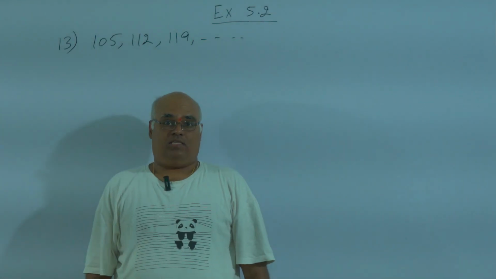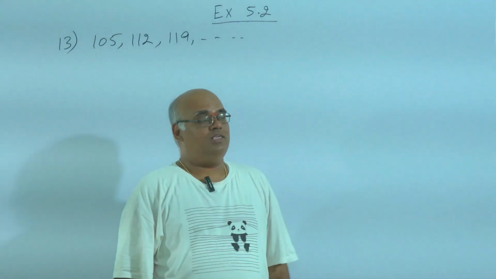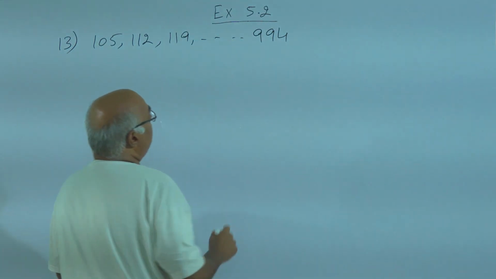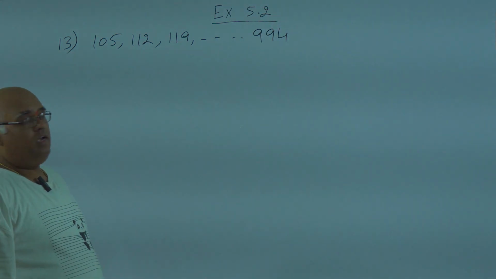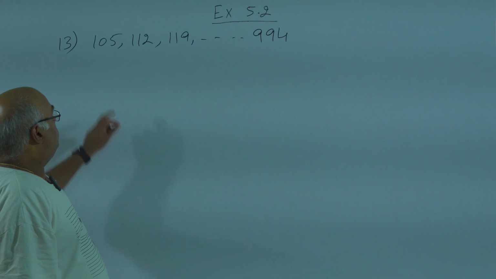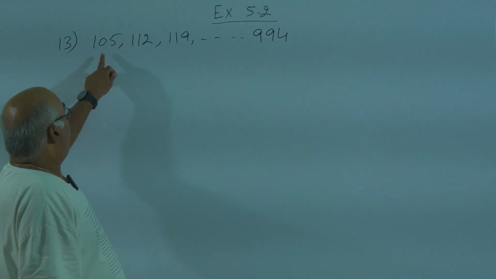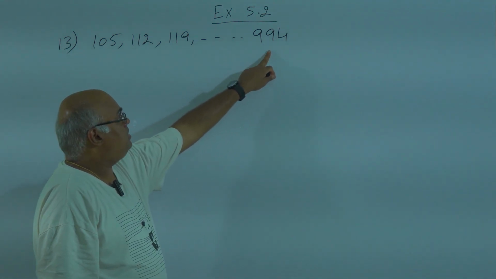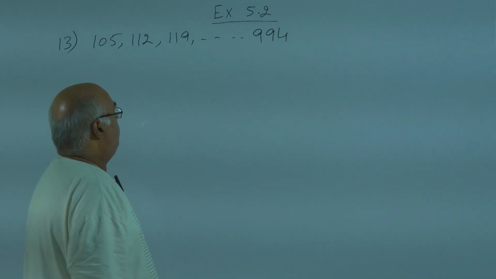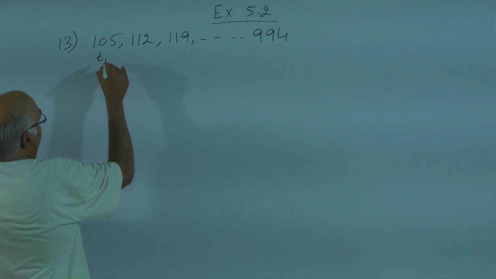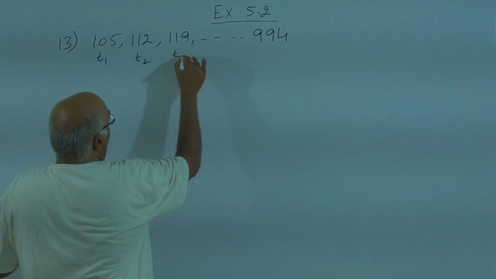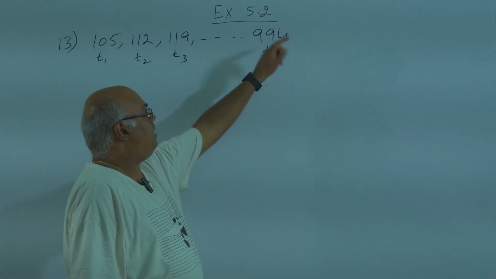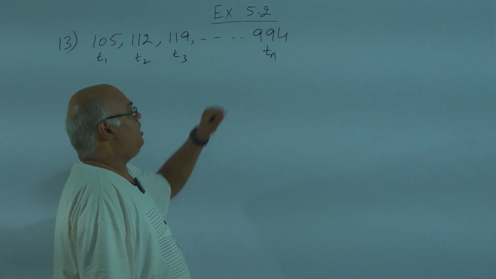And the last 3-digit number which is divisible by 7 is 994. So this is the required arithmetic progression. The first element is 105, the second element is 112 and so on, and the last element is 994. Now let us take this as T1, this is T2, this is T3 and this is Tn. So the nth term is nothing but 994, which is the last term of this arithmetic progression.